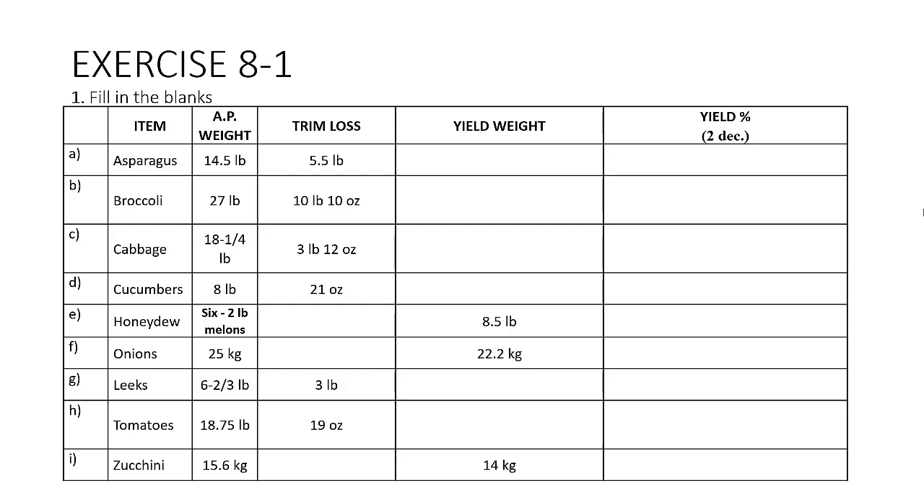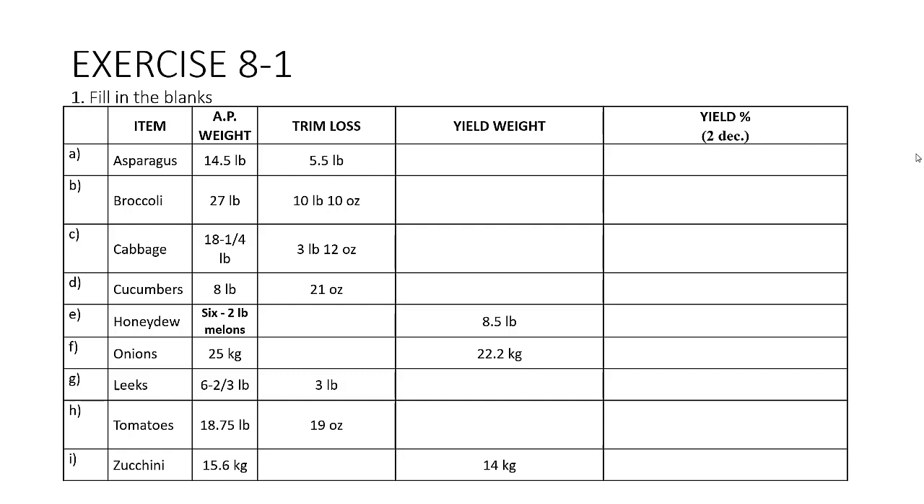Here's our first exercise. We have a list of items. We have how much we bought, the AP weight, and again, we're talking about the quantity, not the price. So this is how much of each of these ingredients we bought, and the rest of these need to be calculated. We have a column of trim loss. In other words, once we prepared the asparagus, we started off with 14.5 pounds, but we trimmed away 5.5 pounds. So then we will be able to figure out the yield weight or the EP amount, same thing. And then we're going to get the yield percent, and they want us to round off to 2 decimal places.